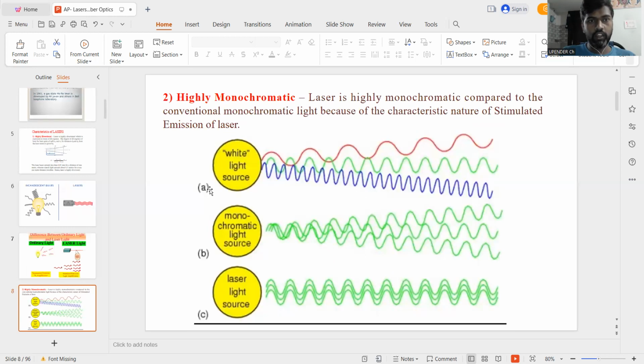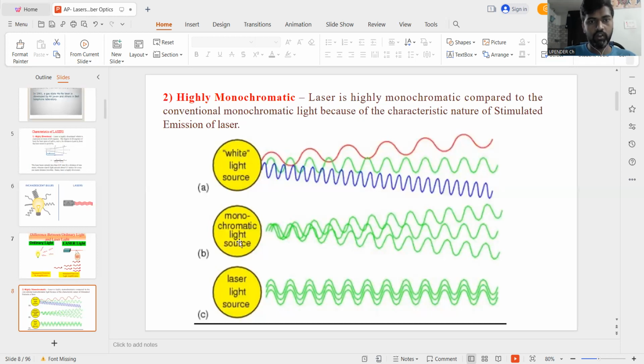Next, coming to the next property, that is highly monochromatic. Laser is highly monochromatic compared to a conventional monochromatic light source because of the nature of the stimulated emission process. What is meant by monochromatic? Mono means single, chrome means color. Single color light will be emitted from the laser source as compared with the ordinary light source.